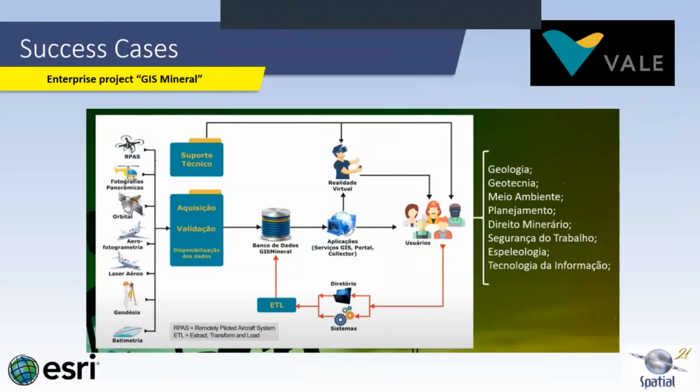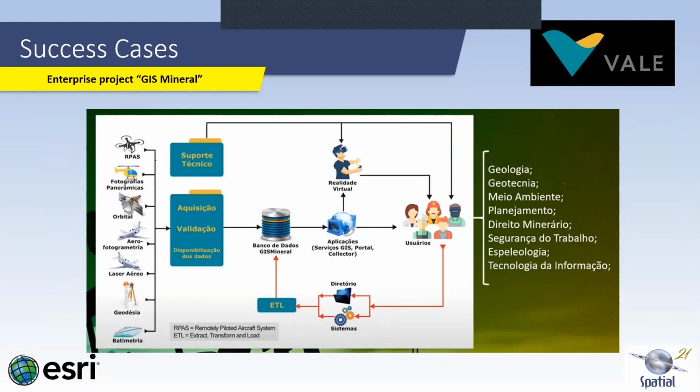Then we also see another success case, and this is Vale. Vale is a Brazilian multinational corporation, and they are the largest producer of iron ore and nickel in the world. Vale also has bauxite and alumina projects, so they produce quite a number of different minerals. And of course, they are one of the most mature Esri customers, because they use the technology to their benefit.